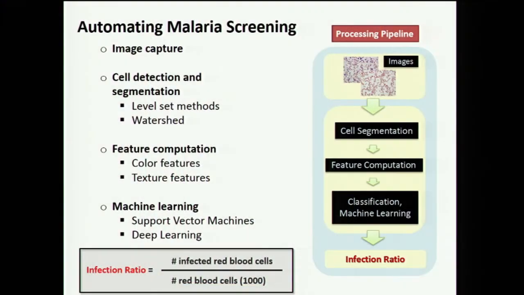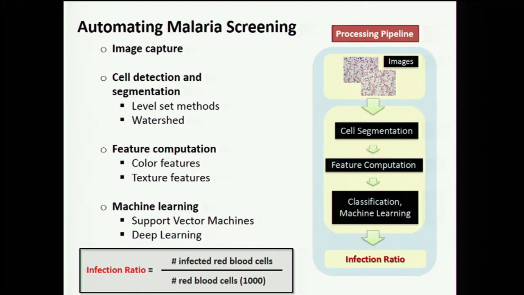So here's the processing pipeline that we have implemented using image processing and machine learning techniques. The first step is obviously to take digitized images of the slides, through the eyepiece of the microscope. The second processing step is cell segmentation. So we use image processing methods to identify where the cells are, and segment them out.